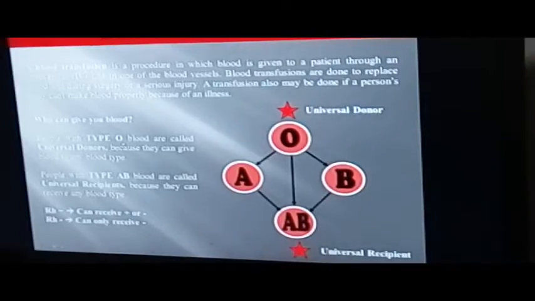So who can give blood? Well, as we said, type O, they have no sprinkles. They have no antigens. Therefore, type O is called the universal donors. In other words, they can give blood to anybody because there are no antigens, so therefore the antibodies will not react against those antigens because there are none.